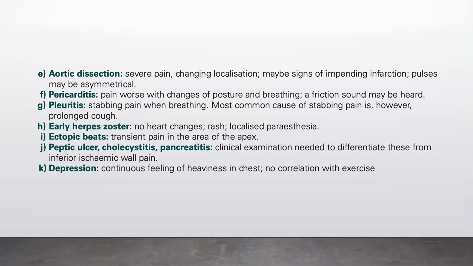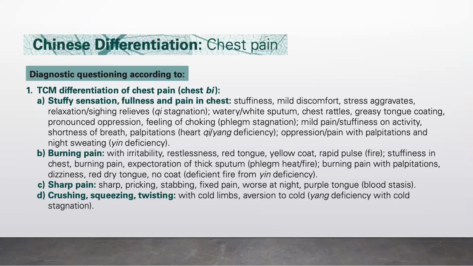Early herpes zoster, there are no heart changes. There will be rash, localized paresthesia. Ectopic beats, there is transient pain in the area of the apex. For peptic ulcer, cholecystitis, pancreatitis, clinical examination is needed to differentiate this from inferior ischemic wall pain. And depression, there is continuous feeling of heaviness in the chest, no correlation with exercise.